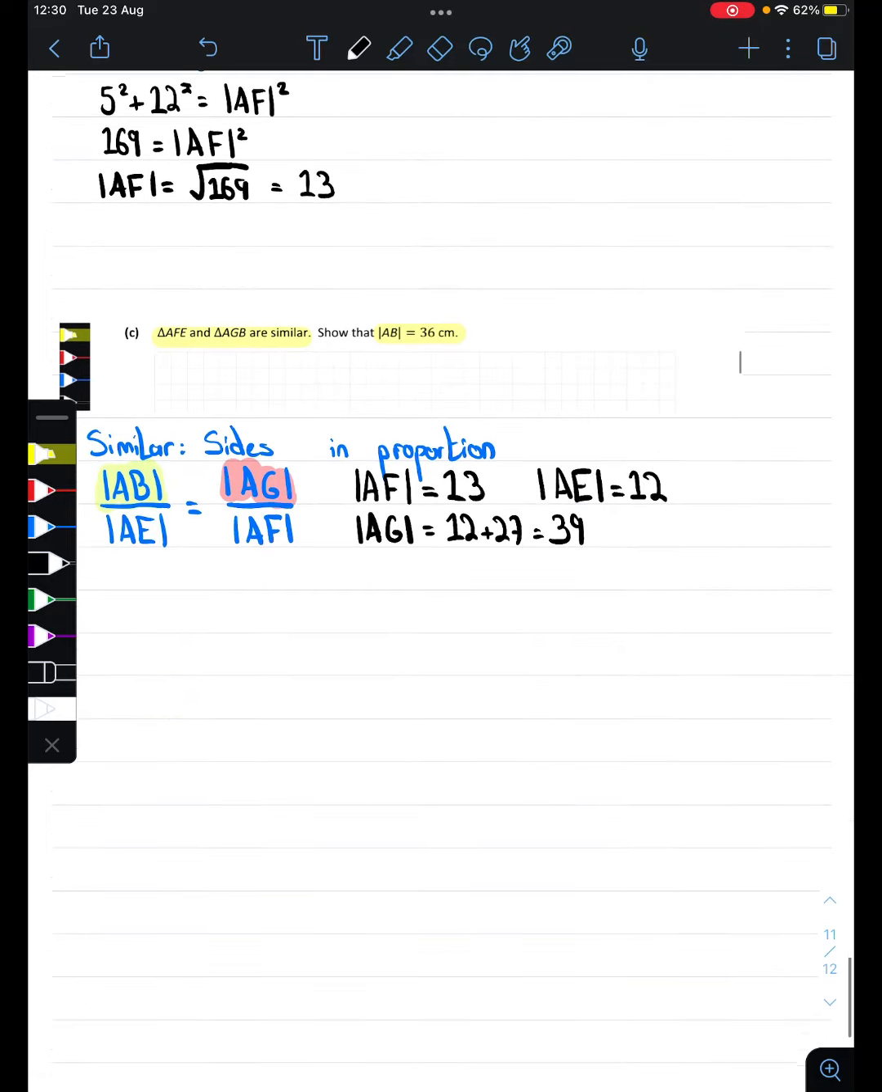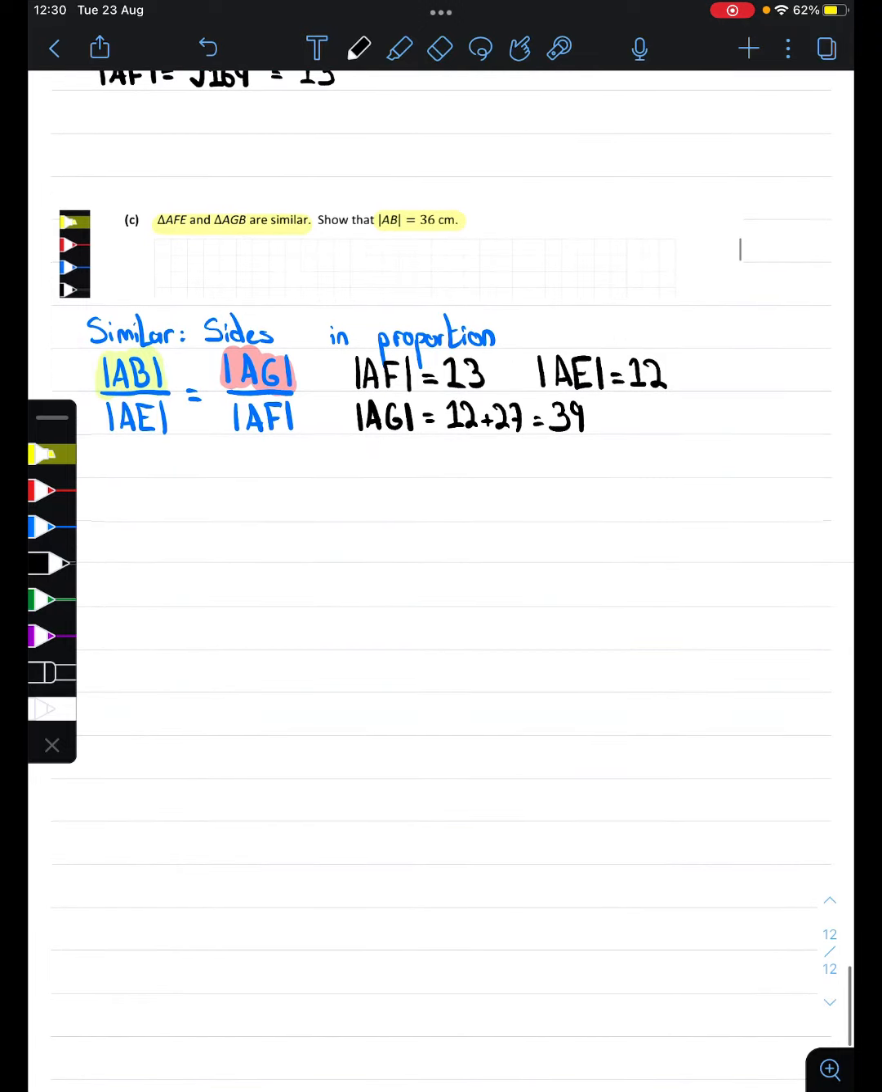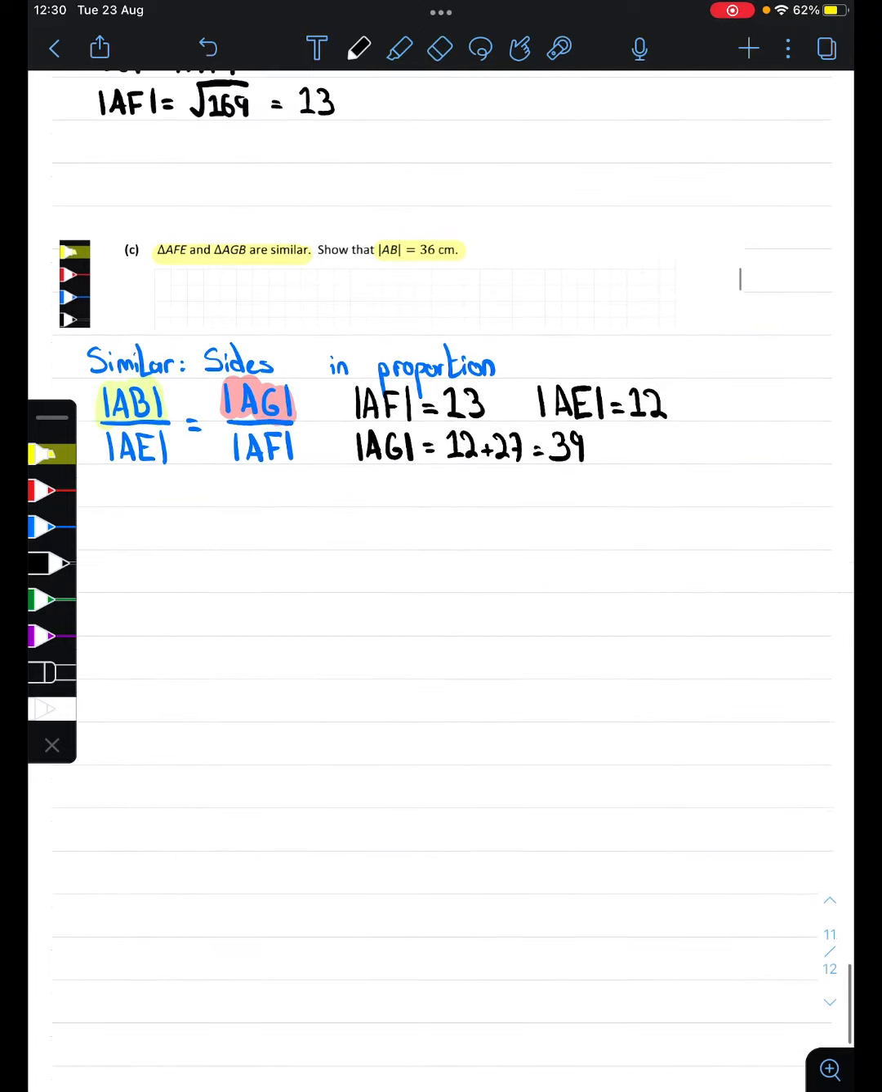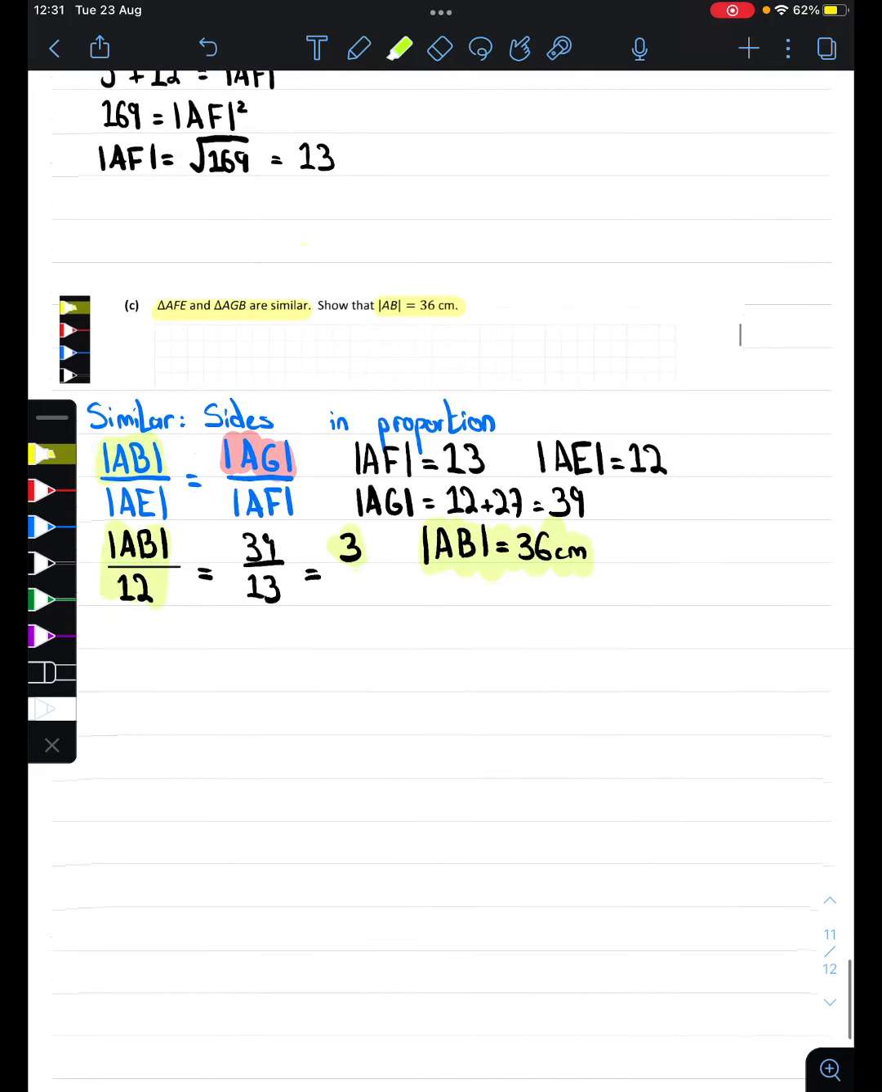Okay, and now we have three of the lengths and we're looking for the fourth, so this should be fairly easy. So we've got AB over AE, which is 12, equals AG 39 over AF 13, and that equals 3. So if we multiply both sides of these two equations by 12, we get AB equals 3 by 12, 36 centimeters, which is exactly what we were trying to prove.